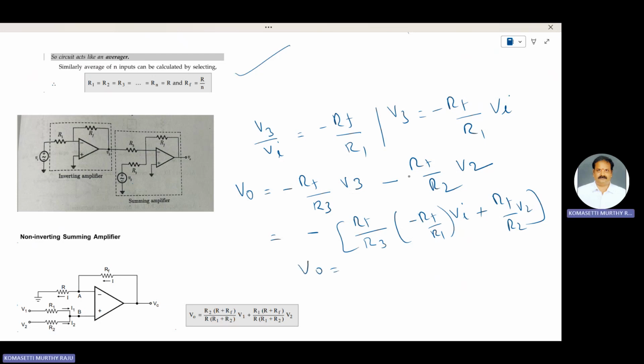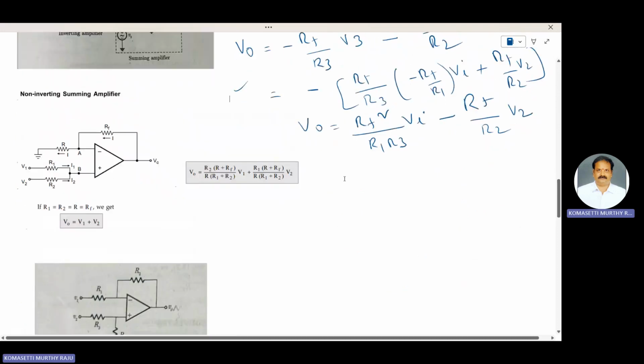Therefore, V0 is equal to, here minus sign is common. V0 is equal to, here minus into minus plus, Rf square by R1 R3 Vi, minus Rf by R2 into V2. In that way, we have to calculate output voltage V0.